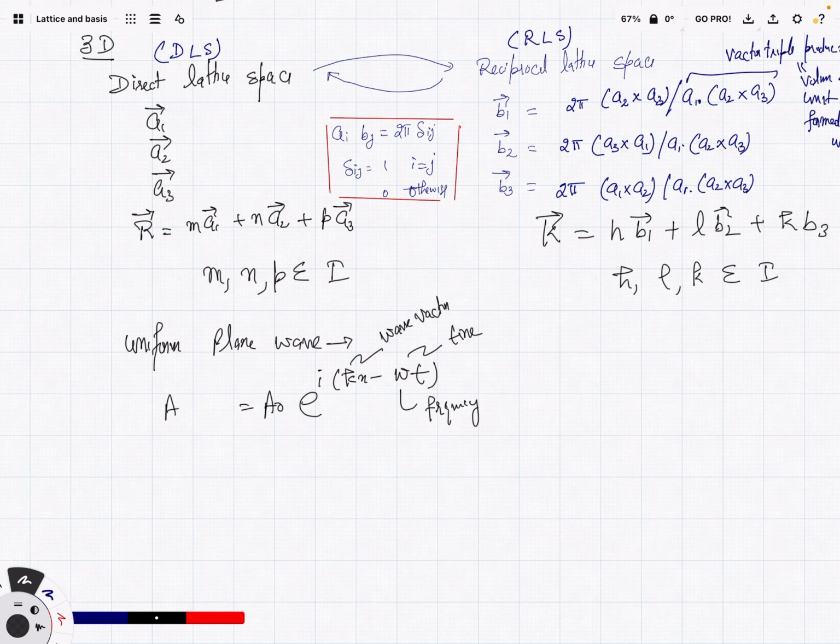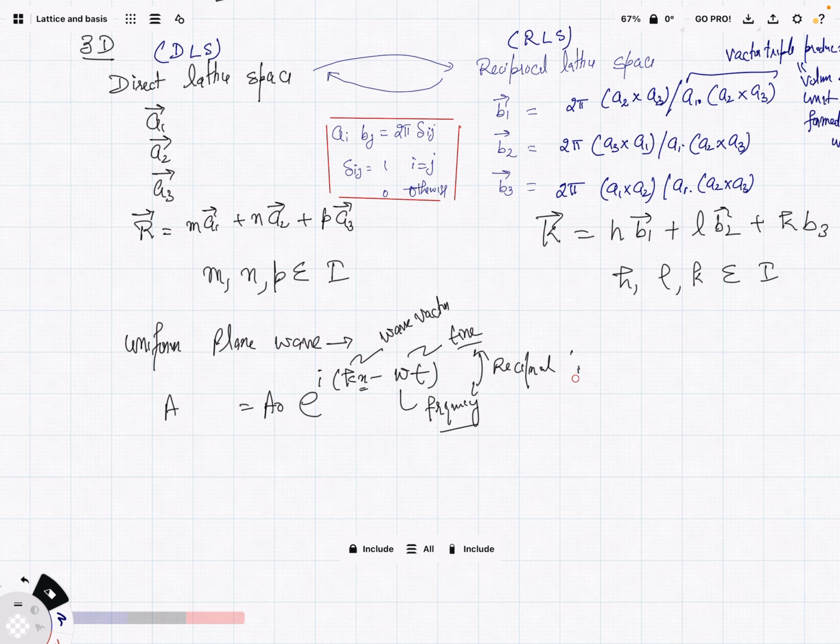In the uniform plane wave, we have a product in the exponent of time and frequency, and wave vector and x, right? So time and frequency are reciprocal pairs, we have seen it. Similarly, the k wave vector and x have to be a reciprocal pair.